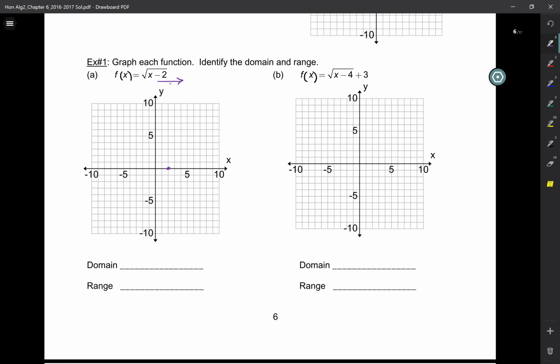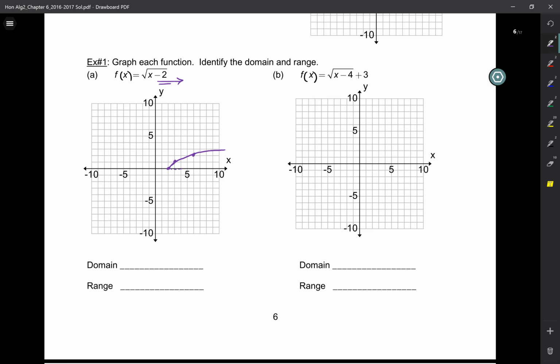So I could do the same thing. If I go over 1, how much do I go up? The square root of 1, 1. If I go over 4, 1, 2, 3, 4, how much do I go up? The square root, 2. If I go over 9, I go up the square root 3, which I don't have enough room here. So it's going to look like that. Okay?